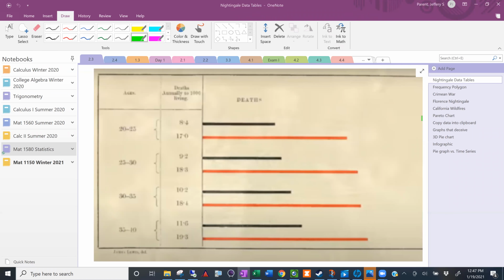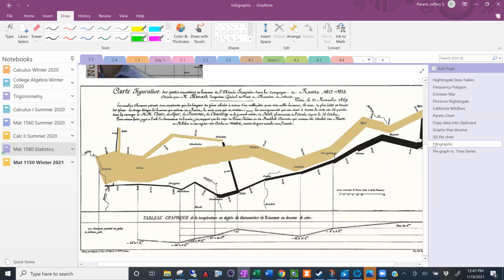All right. Let me do one last infographic, and this is another historical one. And this one shows Napoleon's march on Moscow. Of course, that was back in 1812, 1813. But again, it succeeds in showing a lot of data all in one spot.